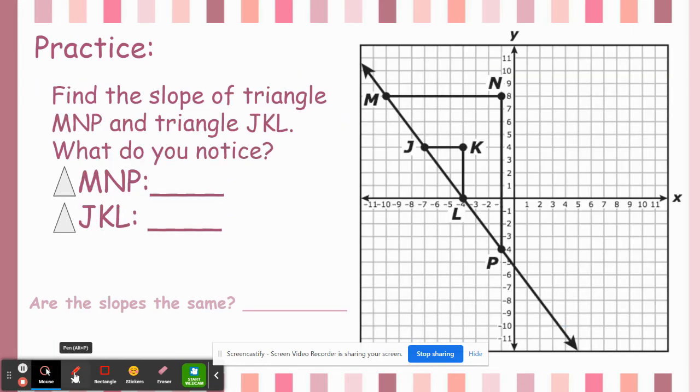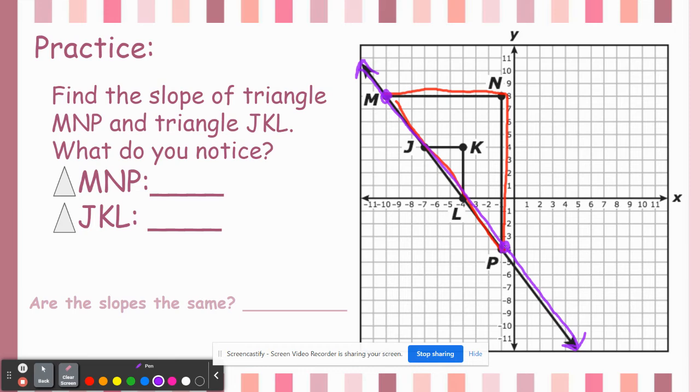All right, so let's go ahead and try the next one. It says find the slope of triangle MNP and triangle JKL, and then tell us what you notice. So MNP. So here's the right triangle. And remember, our line is this line here. Okay, so we're going to go from one point on the line to another point on the line.